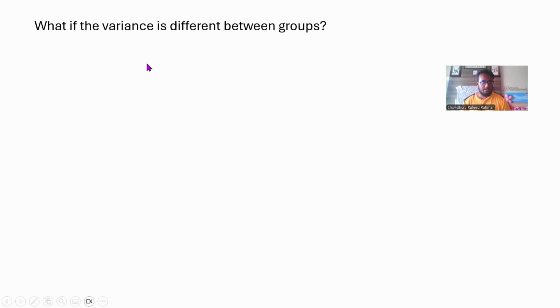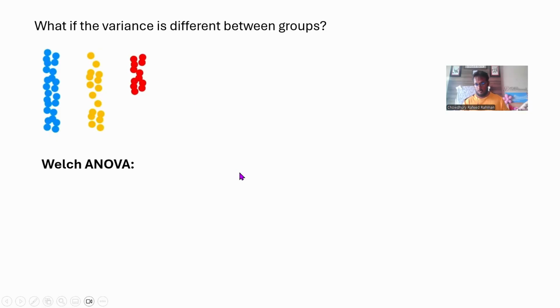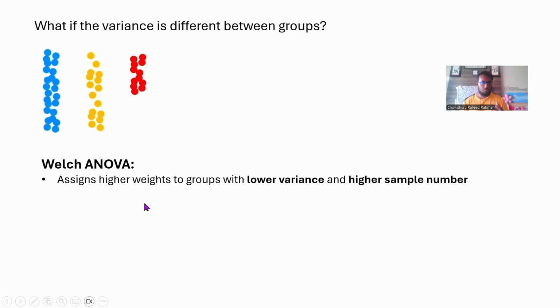Now, the next question is, as I said before, that the group variances need to be homogeneous for the vanilla ANOVA test to work. What if the variance is very different between the groups? What if these groups look like this? Variance is homogeneous between these two groups, but in this group, variance is very, very small. So what happens then? First of all, the normal ANOVA test will not work. There is a special category of ANOVA test called Welch ANOVA test. Here you are going to assign higher weights to groups with lower variance, that means groups that are tight, and with higher sample number. If you have a higher sample number in some group, there will be more weight to it.